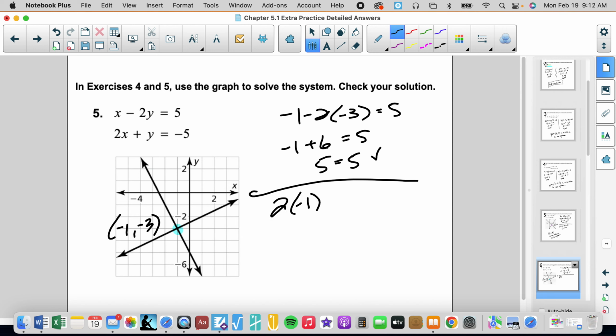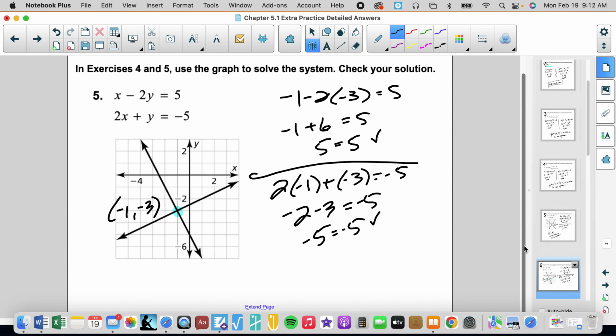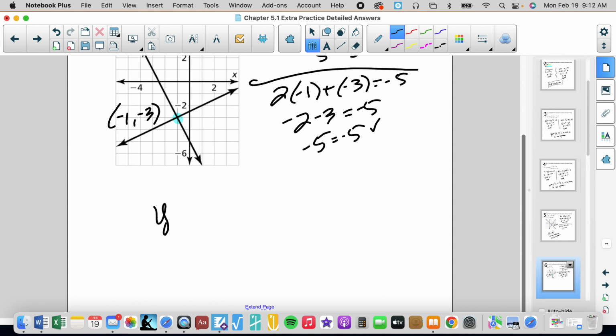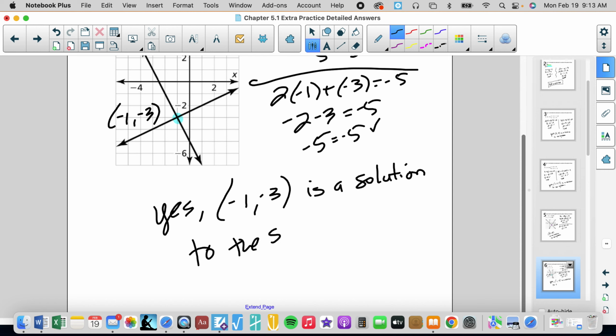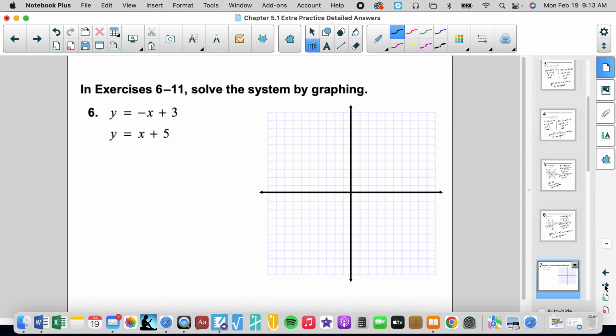2 times -1 plus -3 equals -5. That's -2 minus 3 equals -5. Negative 5 equals negative 5. So yes, the point negative 1, negative 3 is a solution to the system. Good. Number 6. Number 6 is a little bit different.